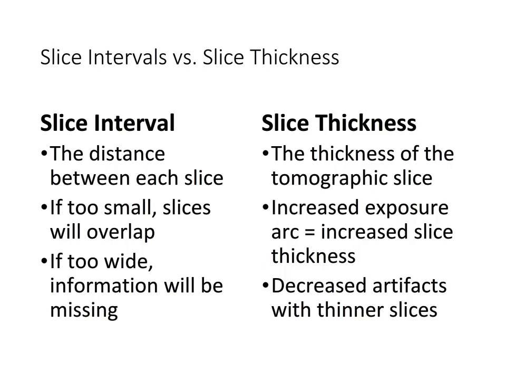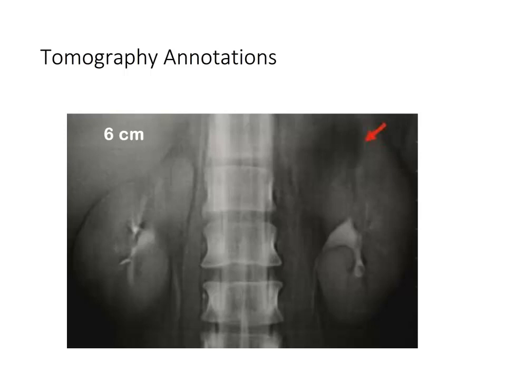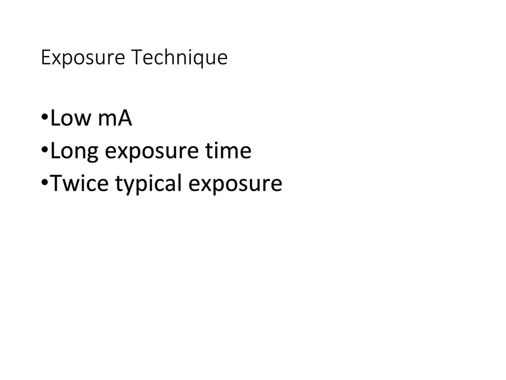Oftentimes, the radiologist is the one who determines the protocol for the tomographic images and gives guidance based on the scout tomo projections. The level of the focal depth is marked on each image. For example, a 6 cm slice would have 6 cm on the image. Lead number markers are ideal to label the focal depth on each tomographic image.